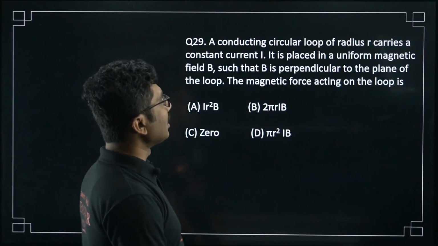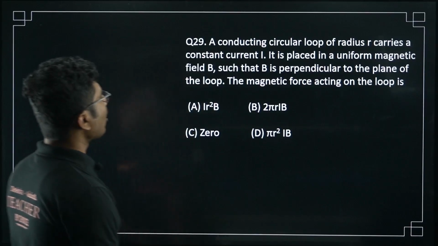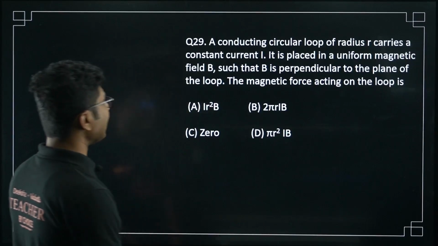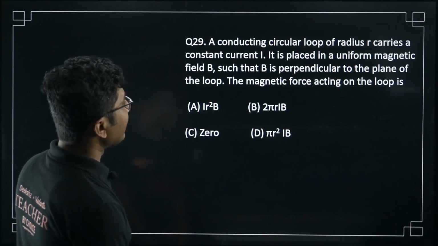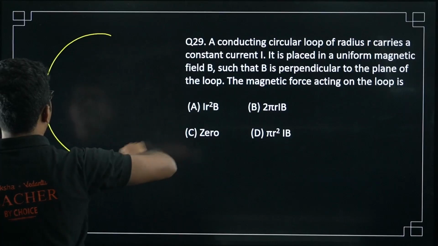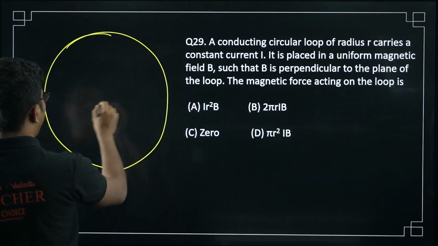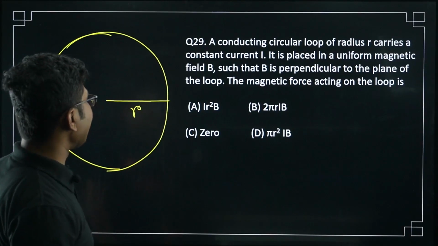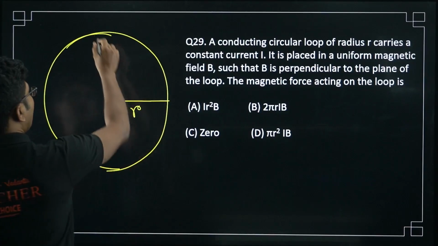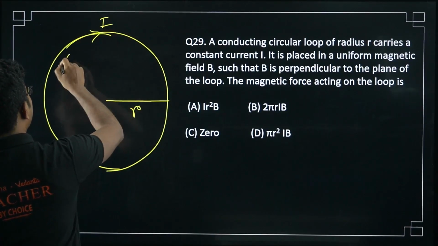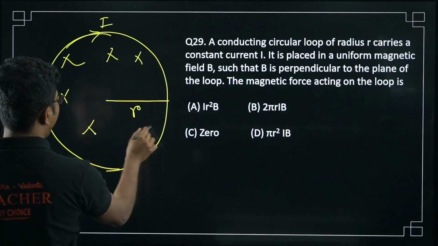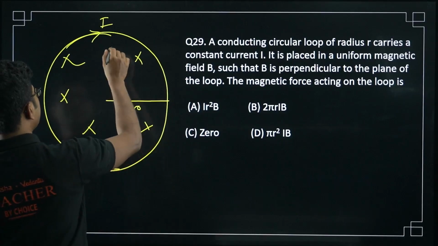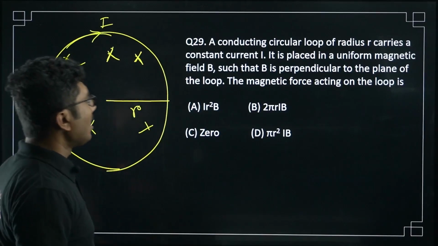A conducting circular loop of radius r carries a constant current I. It is placed in a uniform magnetic field B. So, a conducting circular loop of radius r, placed in a uniform magnetic field. Current is constant, magnetic field is uniform, such that B is perpendicular to the plane of the loop.